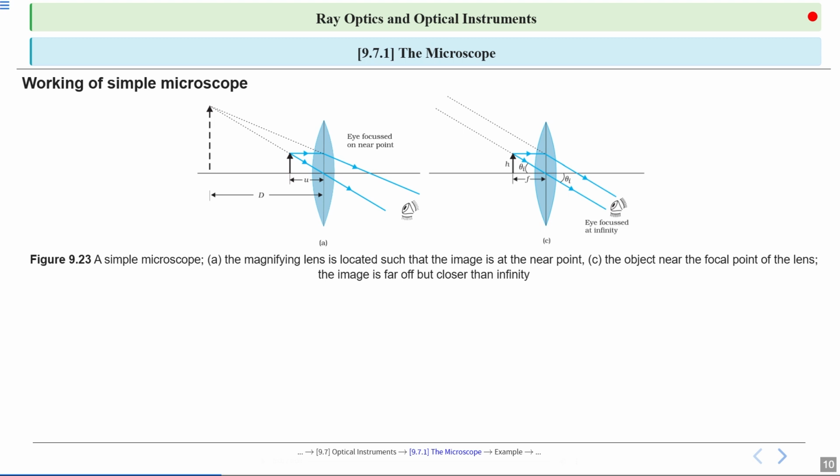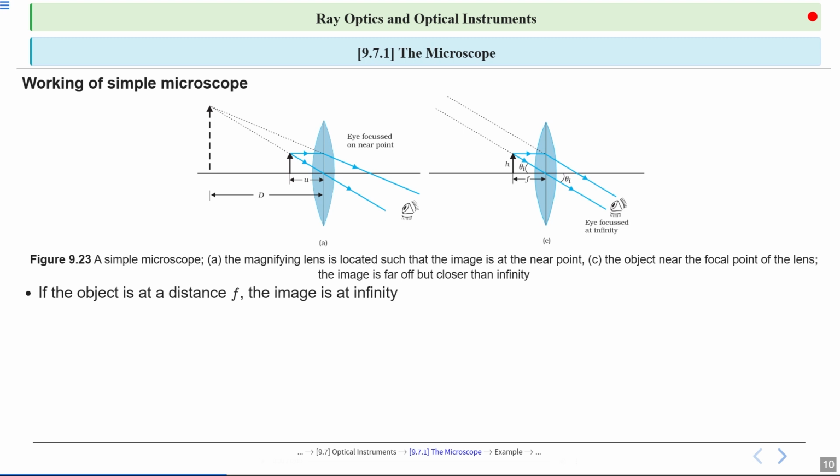Okay, so you can see in the first diagram, figure 9.23, part A. The object is placed within the focal length and the image is formed at D, the least distance of distinct vision, that is 25 centimeters. Now the object is placed at the focus of the convex lens, so the image is formed at infinity. So the first case is the strained eye, with the image formed at the near point, and the second case is the image formed at infinity, or we can say the relaxed eye condition.